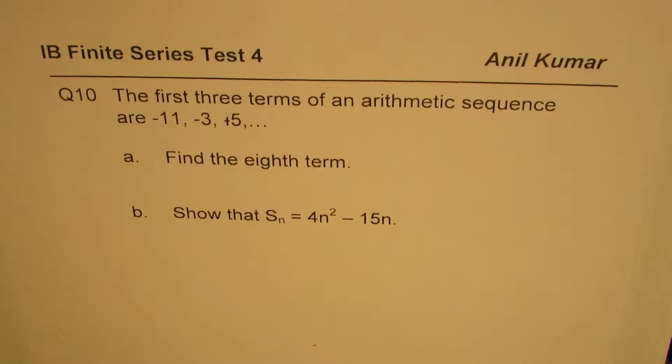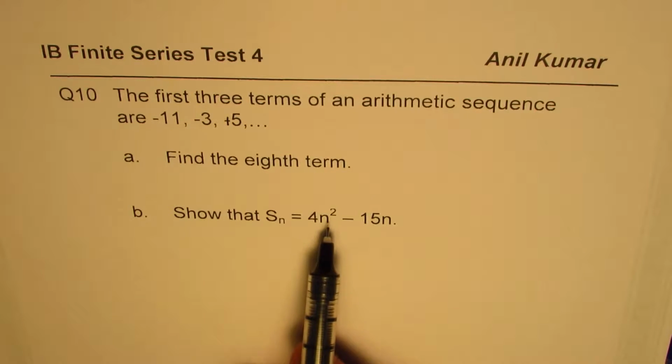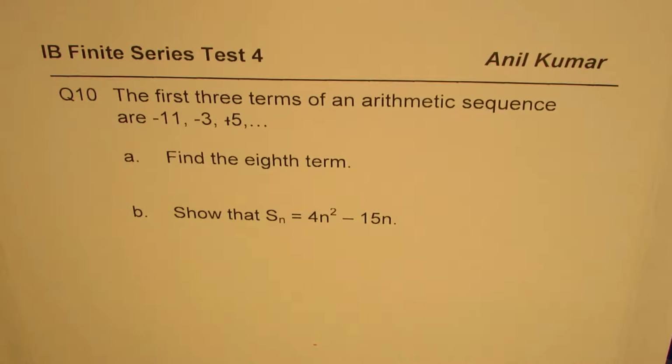The question is, the first three terms of an arithmetic sequence are minus 11, minus 3, plus 5. Find the eighth term and show that the sum of these terms is 4n square minus 15n. So that's the question for you. Let us see how to solve such a question.